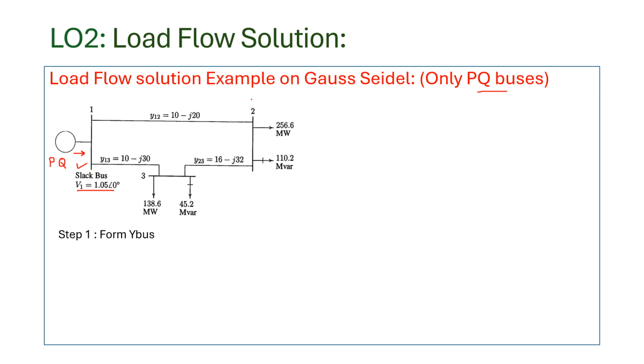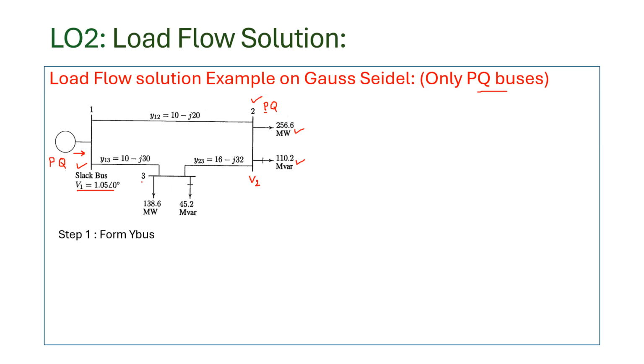Bus number 2 is specified as a PQ bus, with real power 256.6 megawatt and reactive power 110.2 MVAR. So at this bus we have to calculate the voltage, that is the value of V2, its magnitude as well as its phase angle.